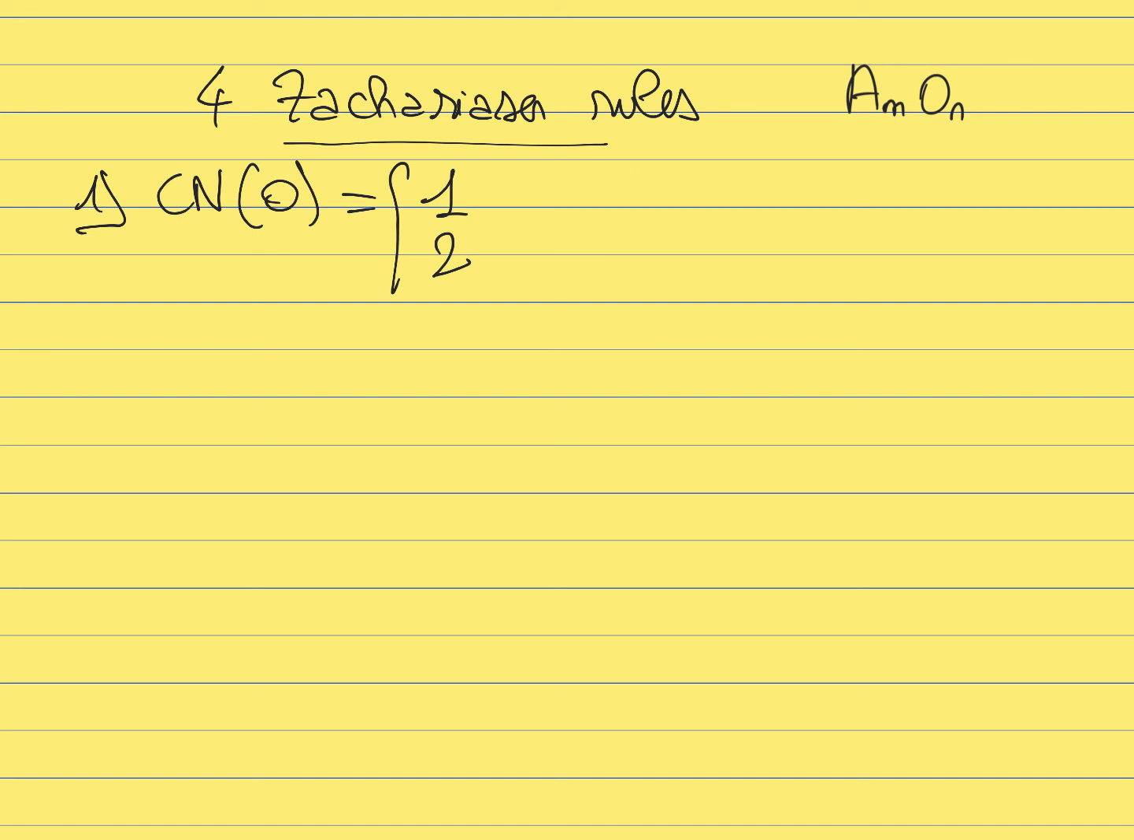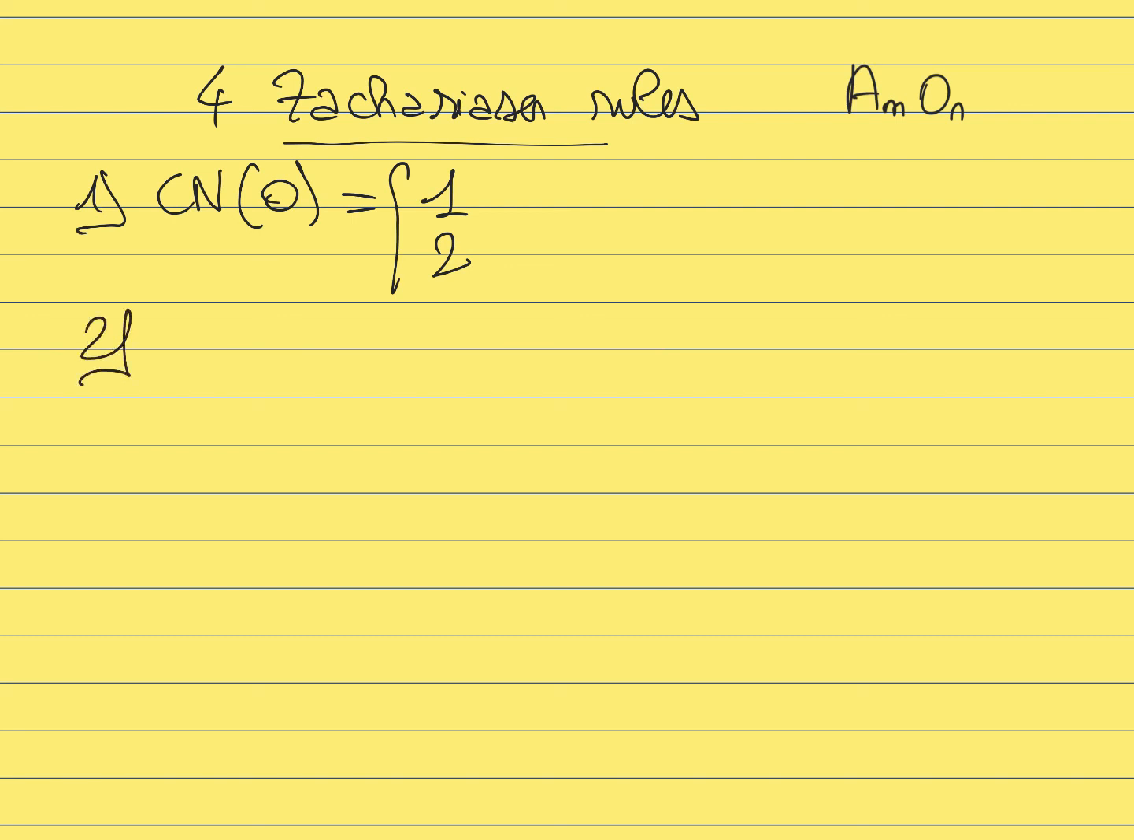So remember that the four Zachariasen rules need to be satisfied. Even if one of those rules is not satisfied, then you wouldn't be able to form a glass. So here, the first thing is a necessary condition, it's not sufficient on its own, but it's necessary, that the coordination number of the oxygen must be 1 or 2. It must be between 1 and 2. If the coordination number of the oxygen is on average lower than 1 or higher than 2, then that would be a condition that is enough to prevent the formation of the glass.